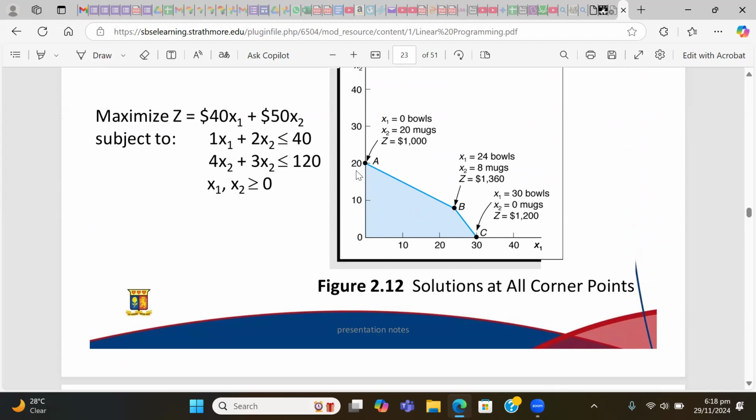And the amount of bowls and mugs that you will produce will be what? 24 bowls, 8 mugs. Right?